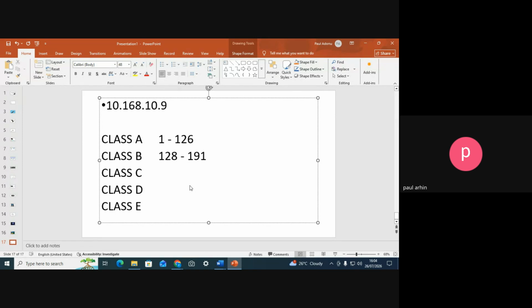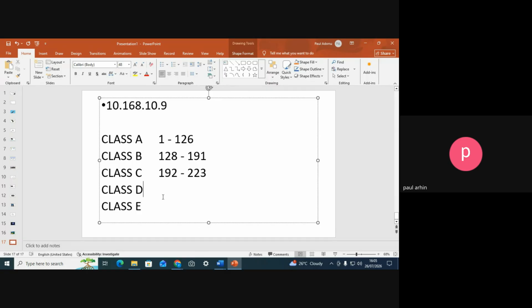That's class B. Then for class C, it must be in the range of 192 to 223. Now, these 3 classes are the ones which are used for networks. The last 2 here are for different purposes.